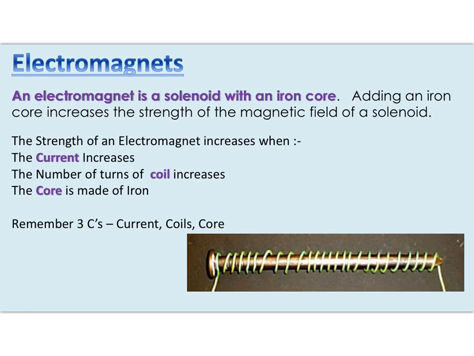We can enhance the strength of a solenoid by placing an iron core inside a solenoid, and this is called an electromagnet. So an electromagnet is a solenoid with an iron core. Adding an iron core increases the strength of the magnetic field of a solenoid. And there's some other things that you need to know about how we can increase the strength of an electromagnet. So the strength of an electromagnet can be increased by increasing the current, increasing the number of turns of coil, or making sure that you use a core made of iron. Any of those three things, current, coils and core, can increase the strength of an electromagnet. Electromagnets can be used to produce very strong magnetic fields.